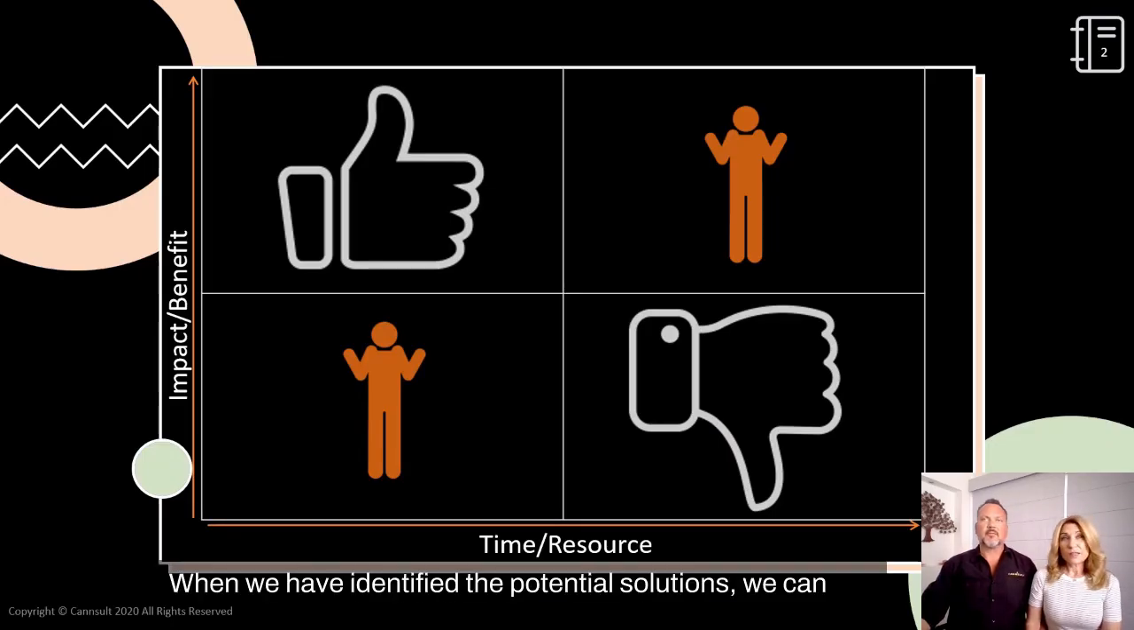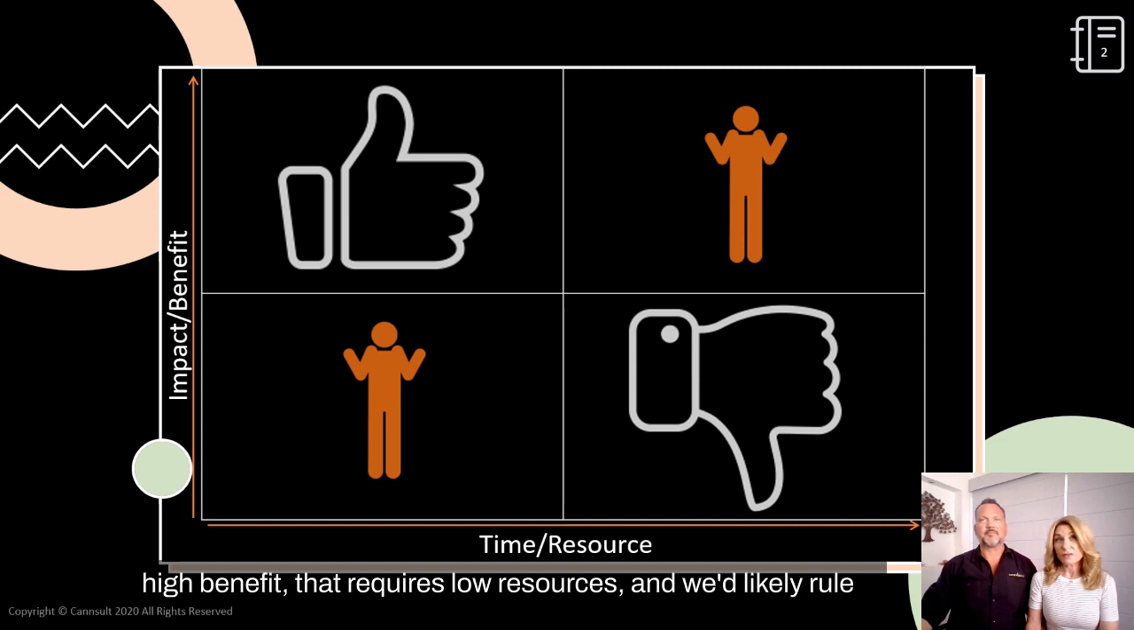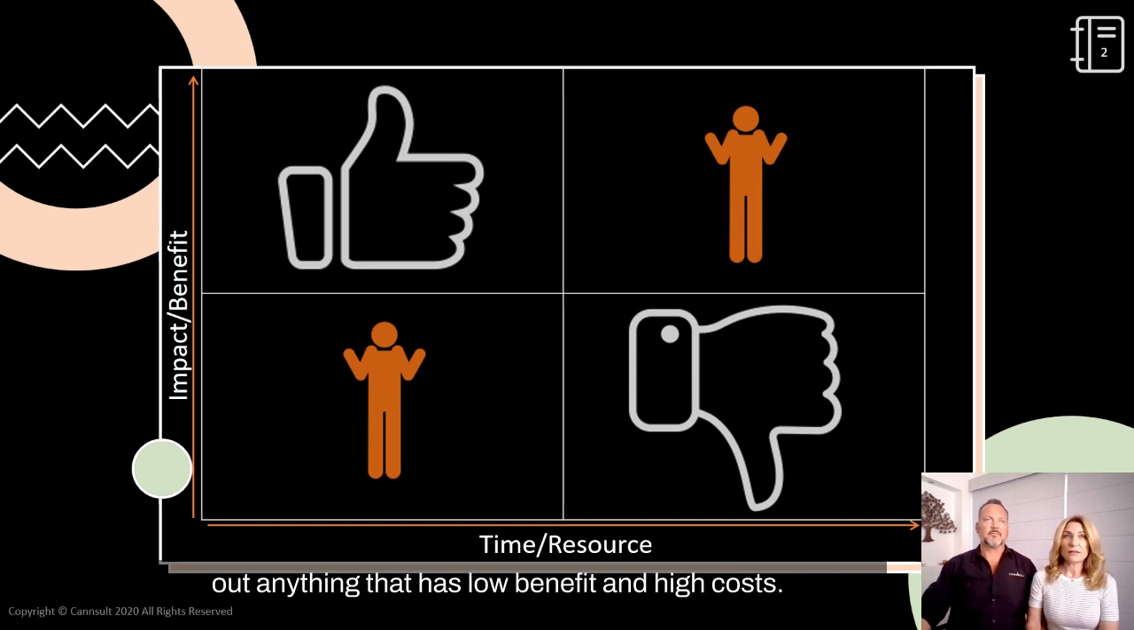When we have identified the potential solutions, we can use the filter matrix, the simple 2x2 matrix, to evaluate the options on two major criteria. Typically, when we're selecting a solution, the main criteria are the impact on the problem or the benefit, weighed against the time or resources or cost to implement the solution. So the best option would be one that has a high benefit that requires low resources. And we'd likely rule out anything that has low benefit and high costs.